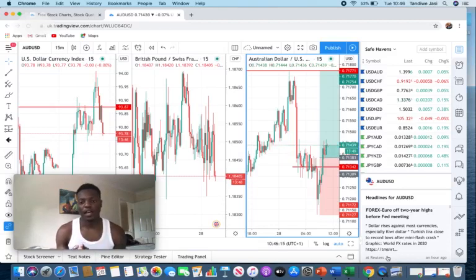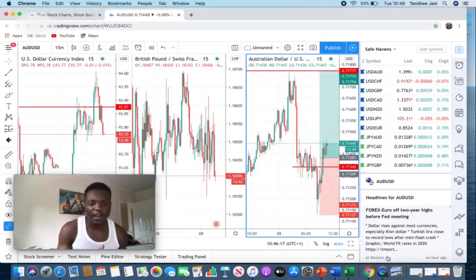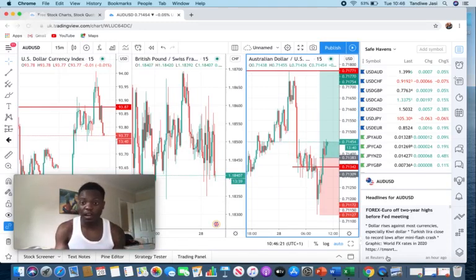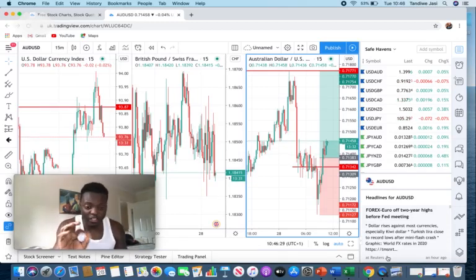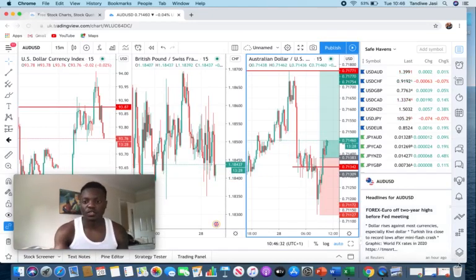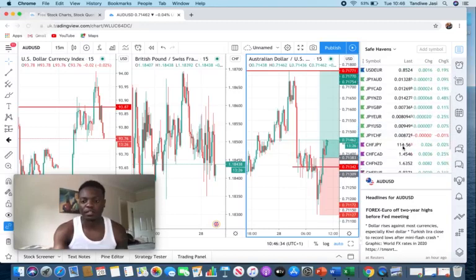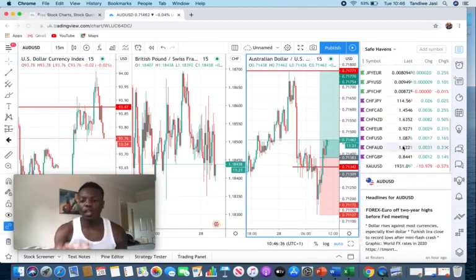So most investors put money into safe assets where there is no risk. The Japanese yen and the Swiss franc are literally one of the biggest ones. US dollar not quite so, but the Japanese yen is a very big safe haven, and the Swiss franc is also another safe haven. So you can see here I've got my safe havens in one little group on TradingView.